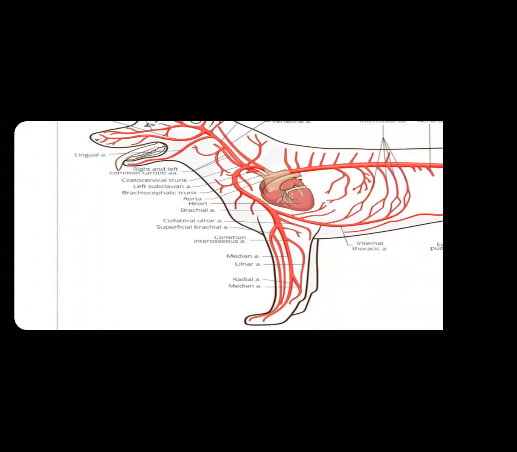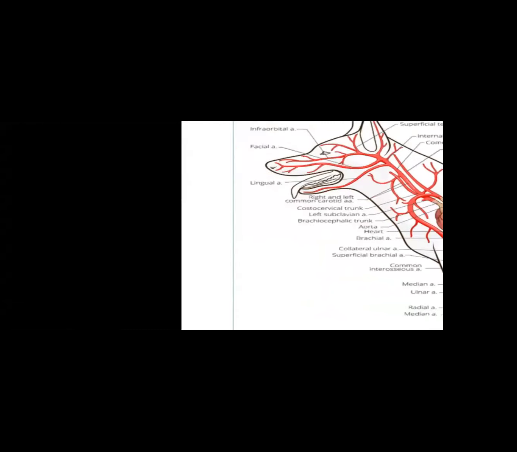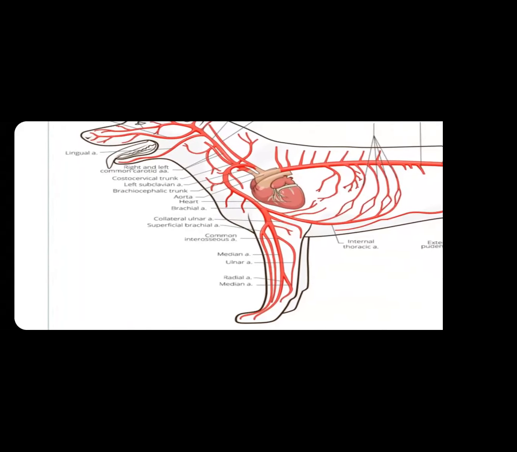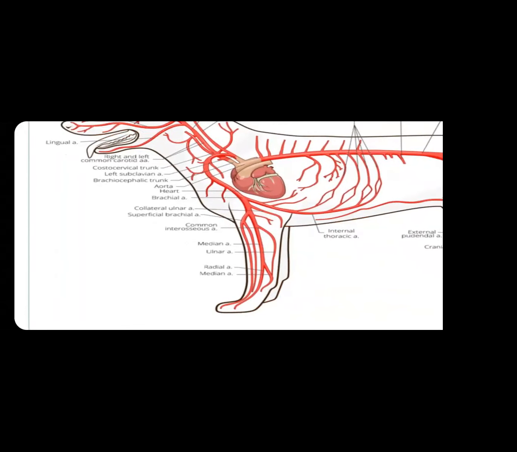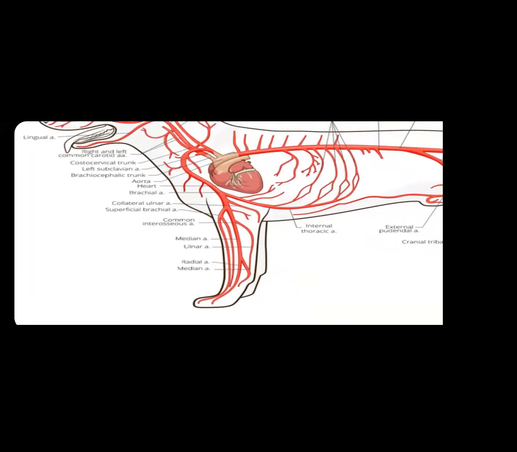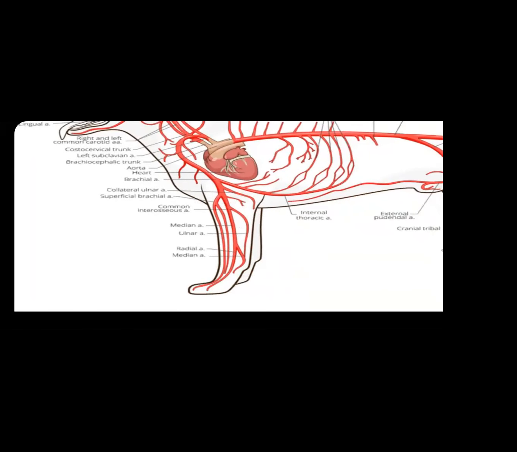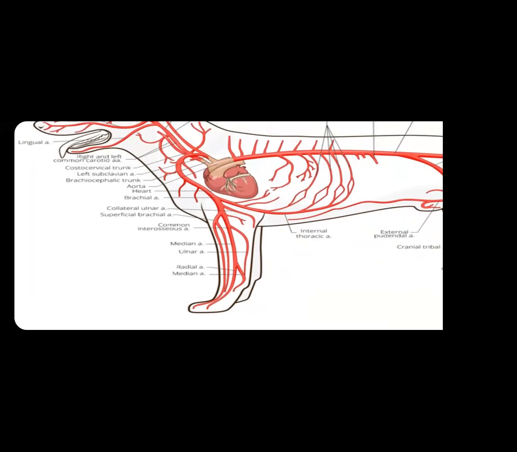We've also got the brachial artery, which is the one that's coming straight from the aorta and then supplying the brachial part of the forelimbs as well. We've also got the collateral ulnar artery, superficial brachial artery, common interosseous artery, median artery, ulnar artery, and radial artery, and median artery down all the way to the forelimbs.